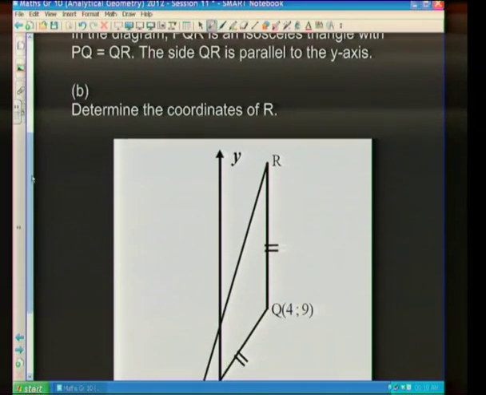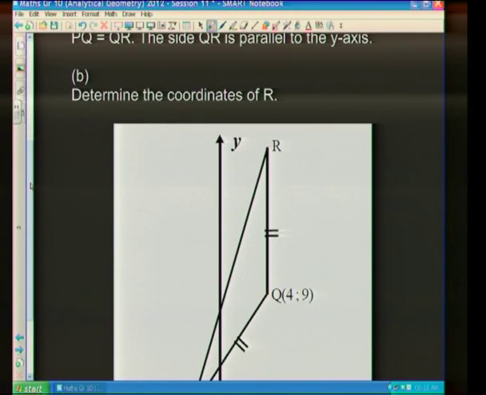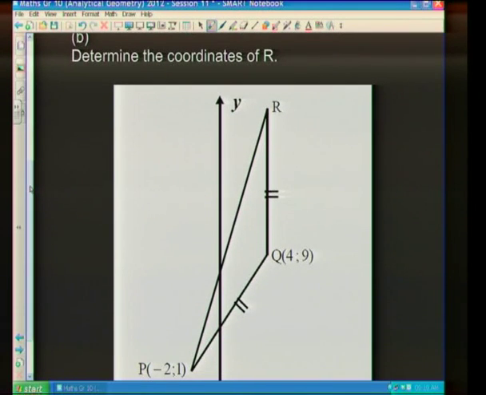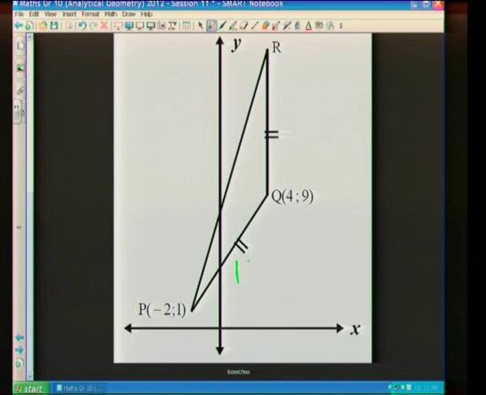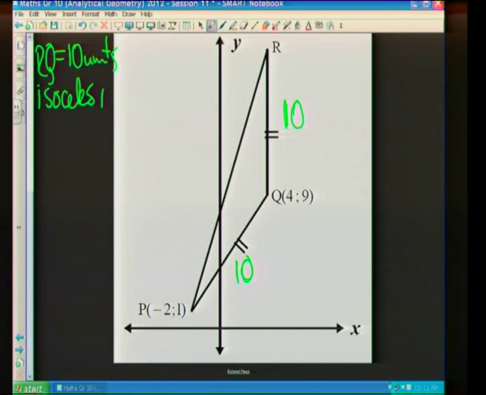Now, and this is just as I suspected, the next question asks us to determine the coordinates of R. Now, this is actually a very sneaky way to ask us the distance formula in reverse. What do I mean? Let's have a look. I've already calculated that PQ is 10 units, so that's all fine. Because of the fact that this triangle is isosceles, RQ is also 10 units. So I'm going to say RQ equals 10 units, and the reason is isosceles triangle.